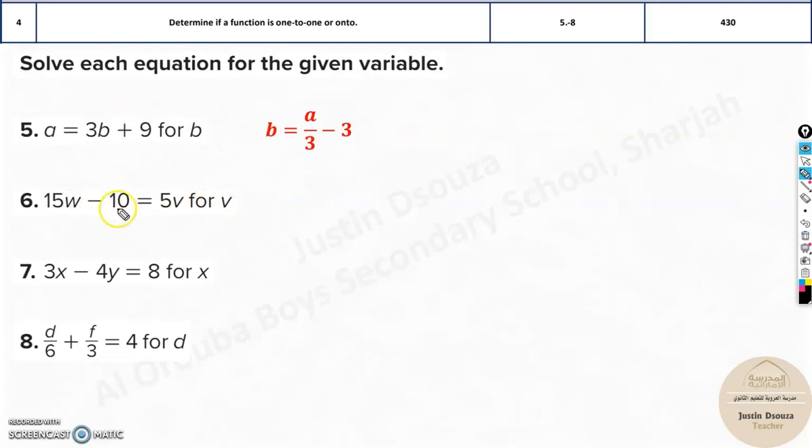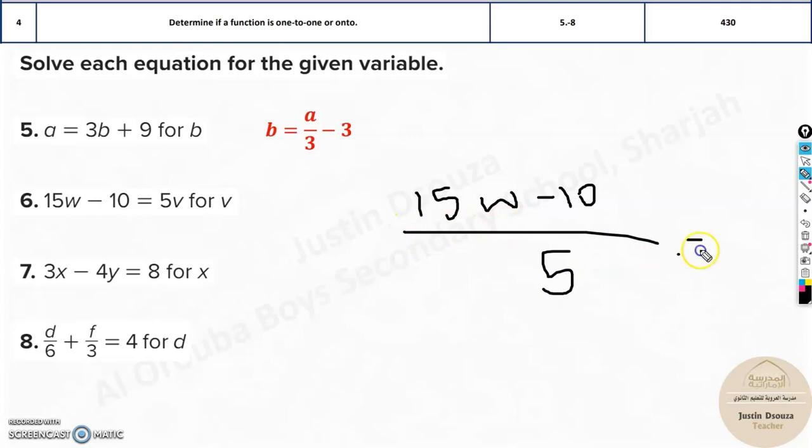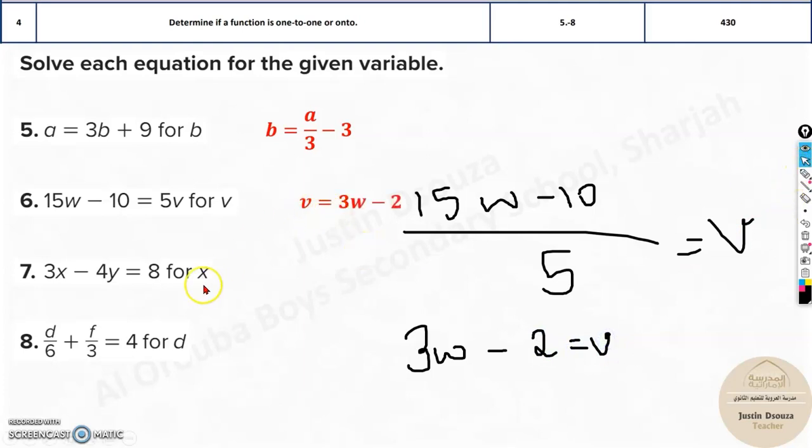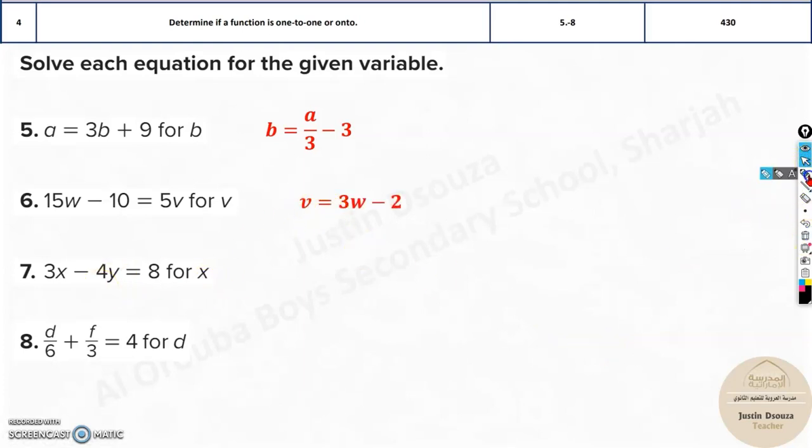Here you need to solve for V, so it's (15W minus 10) divided by 5 equals V. What you have to do is divide both sides by 5. Let's simplify this. 15 divided by 5 is 3W minus 2 equals V. So this would be the answer. Similarly, try the other two by yourself. Pause the video now, try it by yourself, and then check with the answers. So I will continue now.